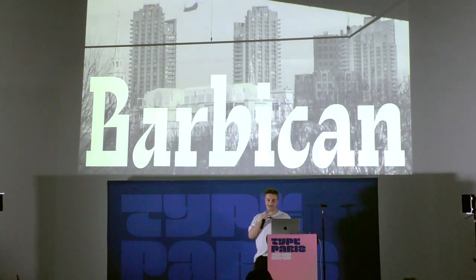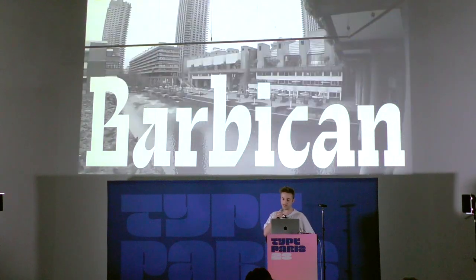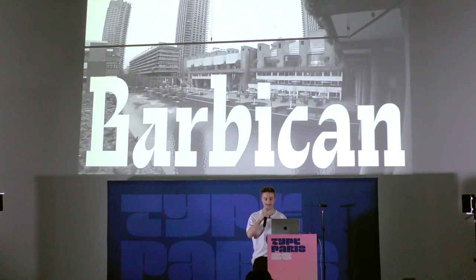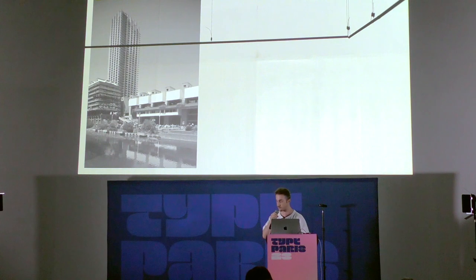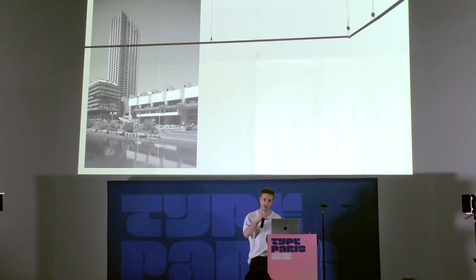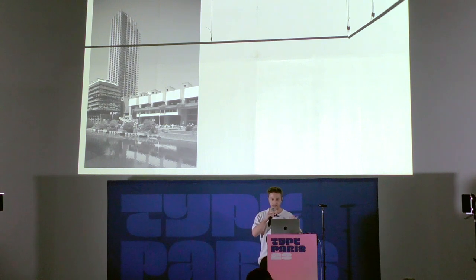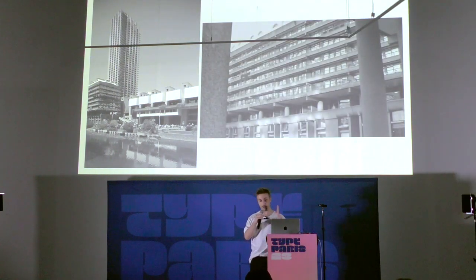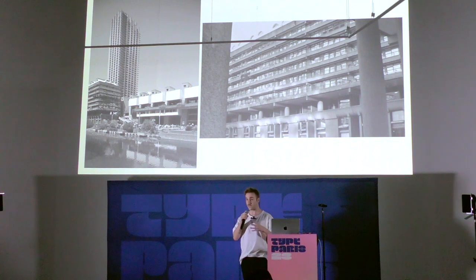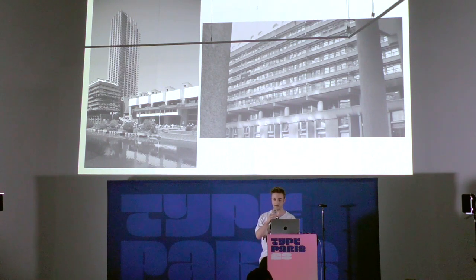So today I will present the work we did. The context was making a typeface for the Barbican. The Barbican is a complex, a big area in the center of London. It's literally a city within the city. It's very brutalist, very big, and I wanted to make the typeface for this area. This complex has an estate, and also an arts center, with a cinema, restaurant, bar, etc. It's very huge.